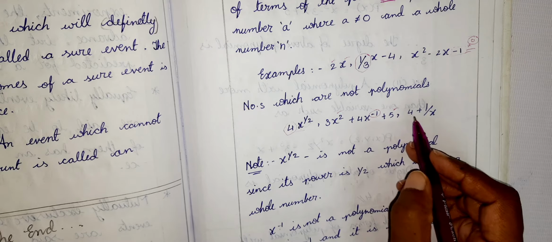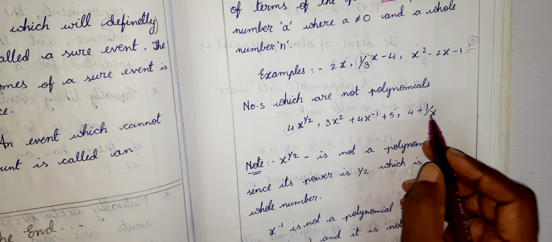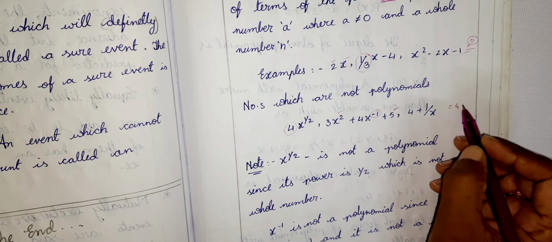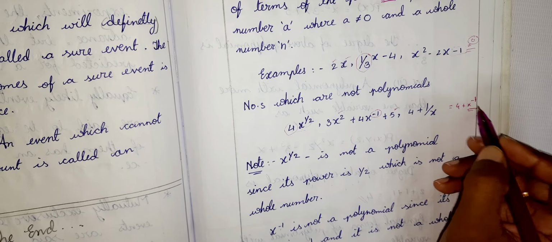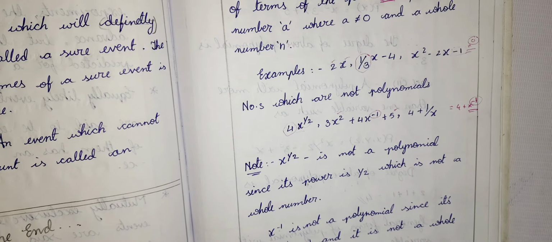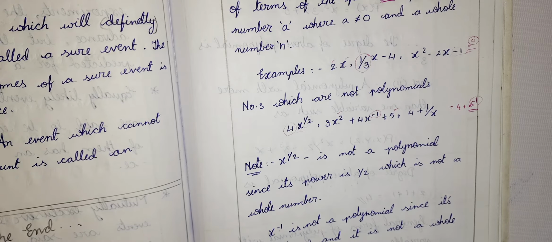And when it comes to this 4 plus 1/x, which means that it is 4 plus x^(-1), again minus 1 is not a whole number. Hence even this is not a polynomial.